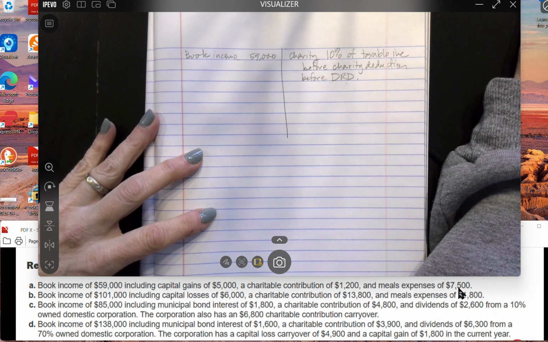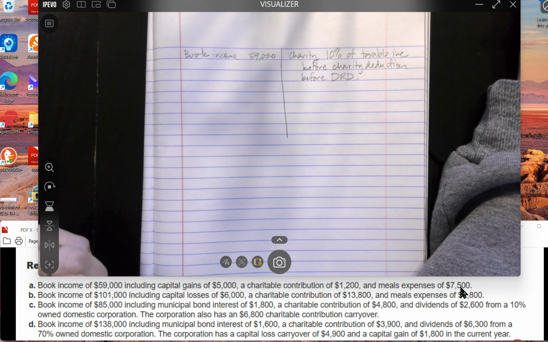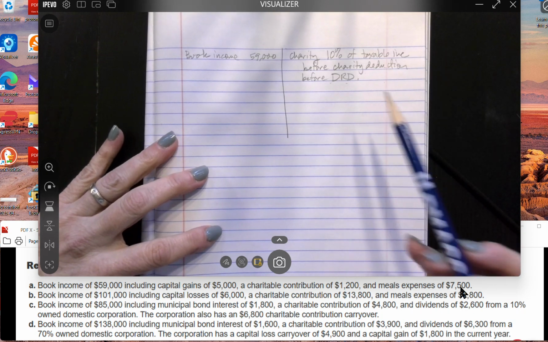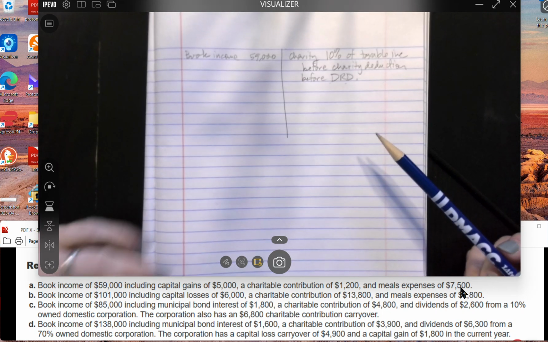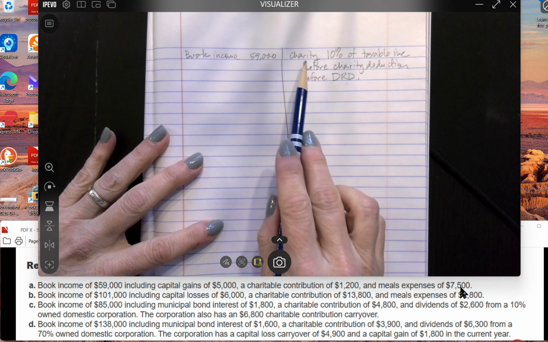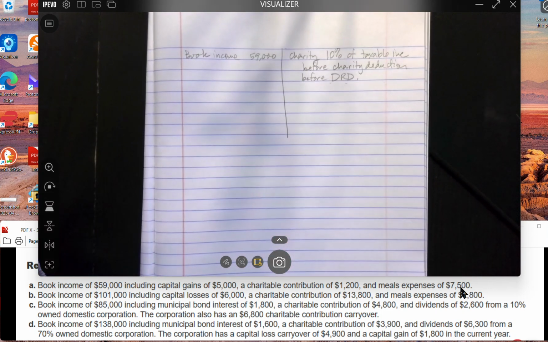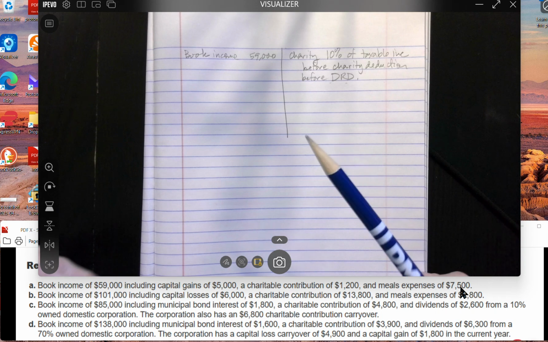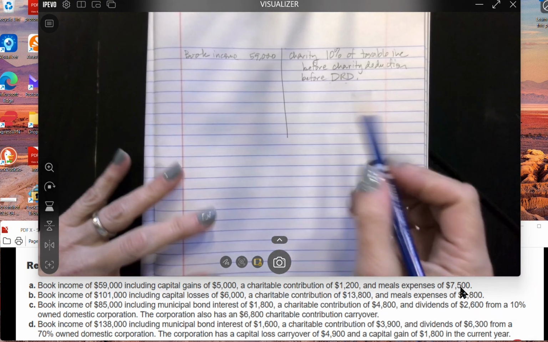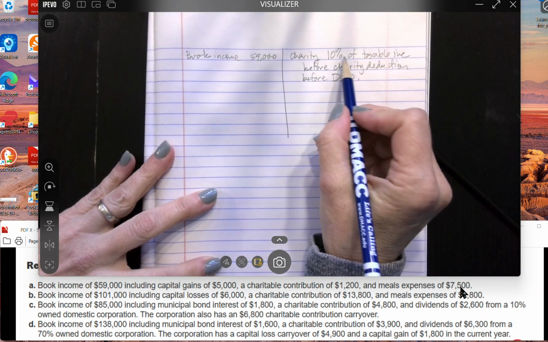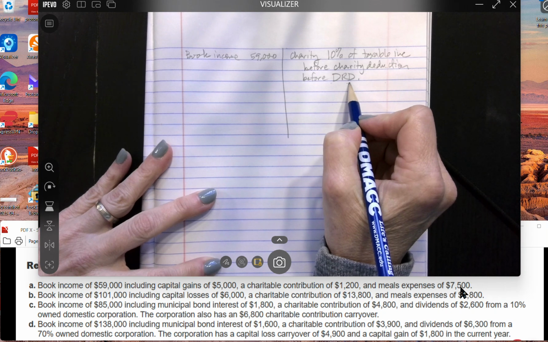But we also have these meals expenses of $7,500. Now remember, I said that this would be a book tax difference because the meals are 50% deductible for tax purposes, but they're 100% expensed on the financial statements. So in order to figure out how much of that $1,200 charitable contribution we can take, I suspect we can take all of it, but maybe we can't. We have to do the calculation to determine whether we can or not. So we have to figure out what is 10% of our taxable income before charity deduction and before dividends received deduction.